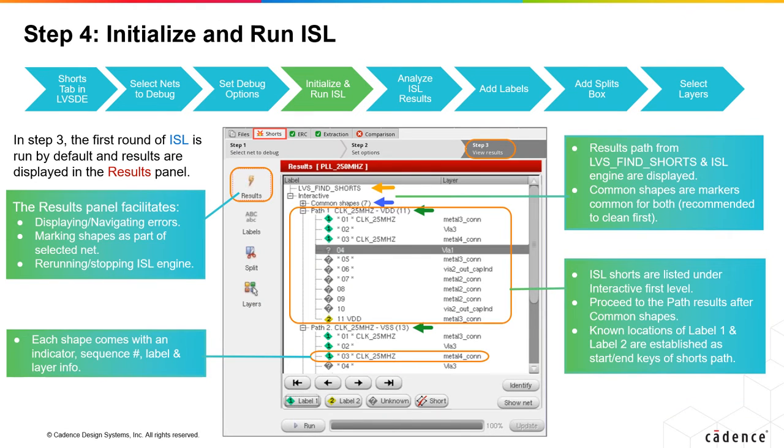Clicking Next from step 2 takes you to step 3, where ISL initializes, analyzes the selected short, performs first run and displays results in the results panel.